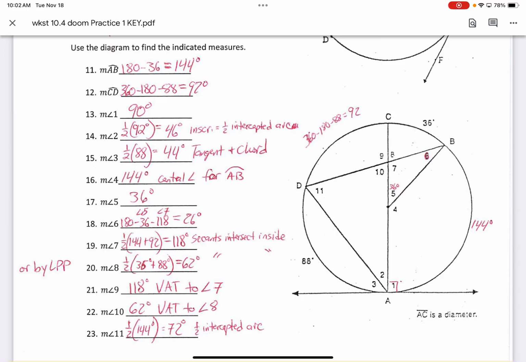All right, I'll let you check the rest. If you have a question about what my notation means, let me know. I'll say this. VAT stands for what? Vertical angles. Yeah, that's the vertical angles.